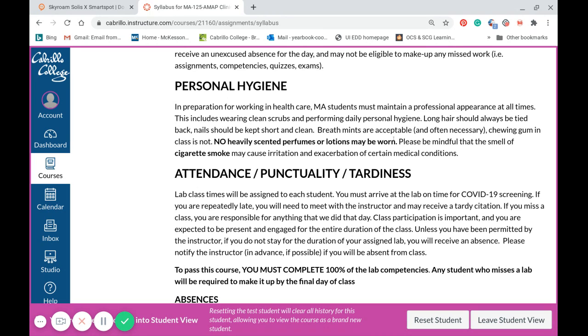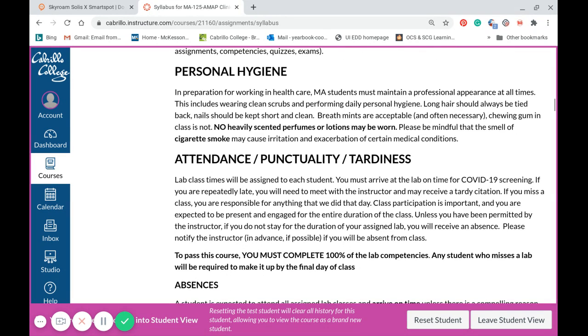A lot of people are sensitive to those, so we need to be mindful of how we smell too, and especially in regards to any cigarette smoke or any other kind of smoke smells as well. Those can definitely exacerbate asthma and other medical conditions, and we want to be mindful of our students as well as our future patients.